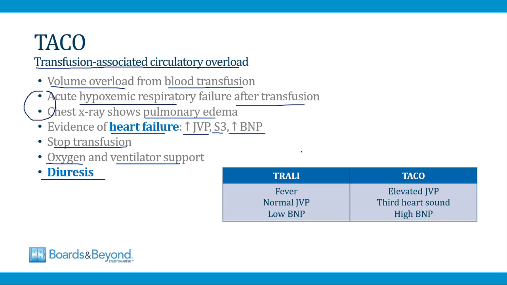And so in any patient who develops respiratory distress after a transfusion, you want to think of TRALI and TACO. And on this table I've summarized the distinguishing features. So a fever is only seen in TRALI, and patients with TRALI have normal jugular venous pressure and a low BNP. In contrast, patients with TACO have heart failure, so they have elevated jugular venous pressure, a third heart sound, and a high BNP level.